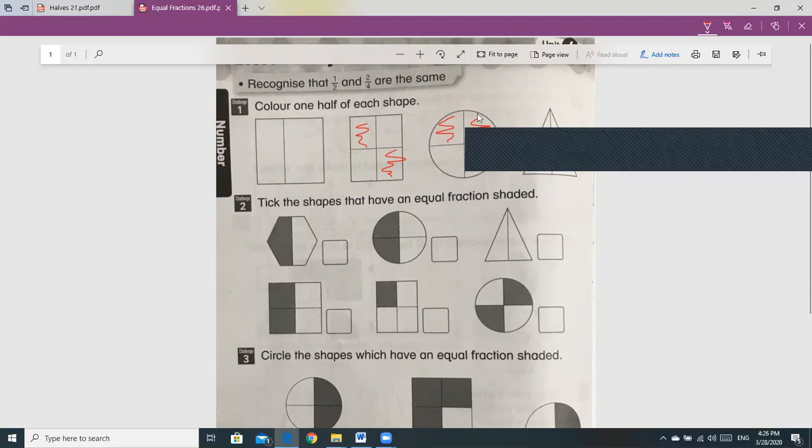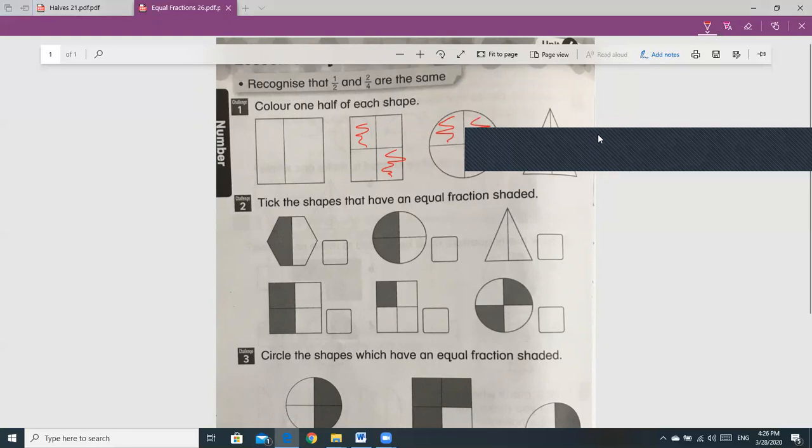Because when I color 2 from 4, it means I colored what? Half of the shape. I colored equal to what I leave. So when I colored half of the shape, it's half. When I color 2 from the 4, it's equal to half.